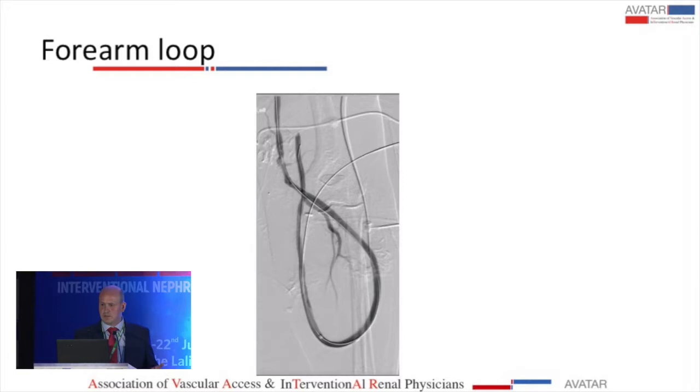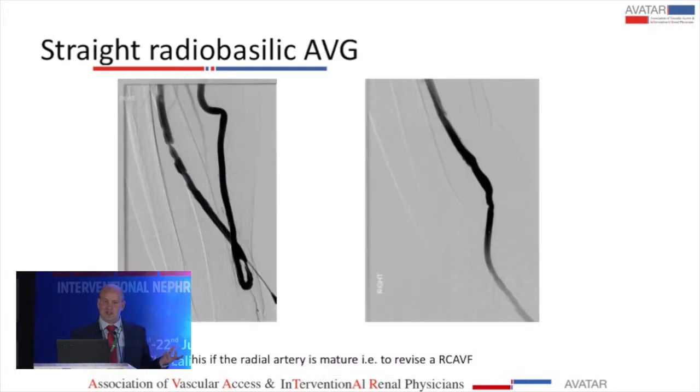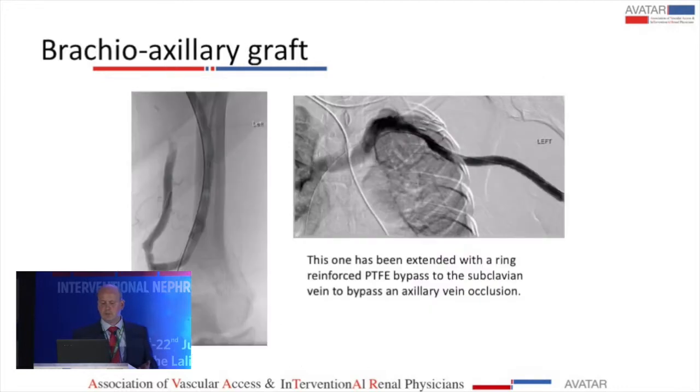Of course, these are radiology pictures, so these are all things that have failed, so it tells you about grafts. Straight radiobasilic, I didn't mention it, but I sometimes use this in radiocephalics, which have got mid-forearm stenosis. Most people don't take graft inflow from the radial artery, but you can do it if it's been driving a fistula before. Brachioaxillary graft is the standard one. This one I've just extended to the subclavian vein because there was an axillary vein stenosis, so I've jumped past it, but otherwise that's a standard one.